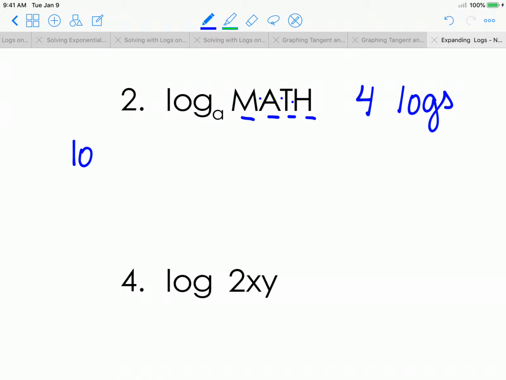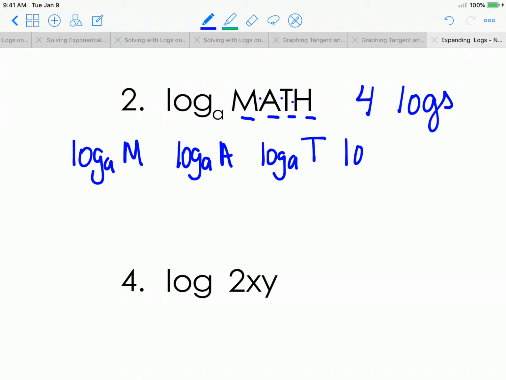So we're going to give the log a m, log a t, log a h. And then instead of being multiplied, we're going to add, like we would add the exponents together. So we're adding the logs together. Does that kind of make sense?